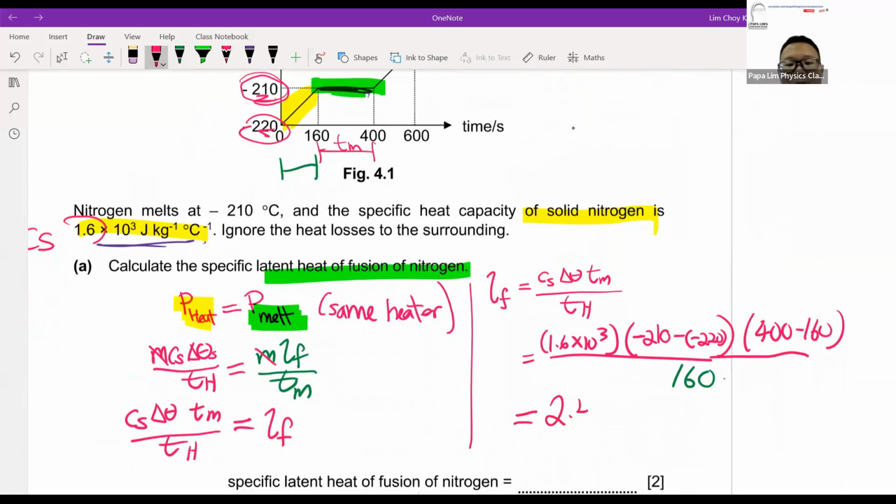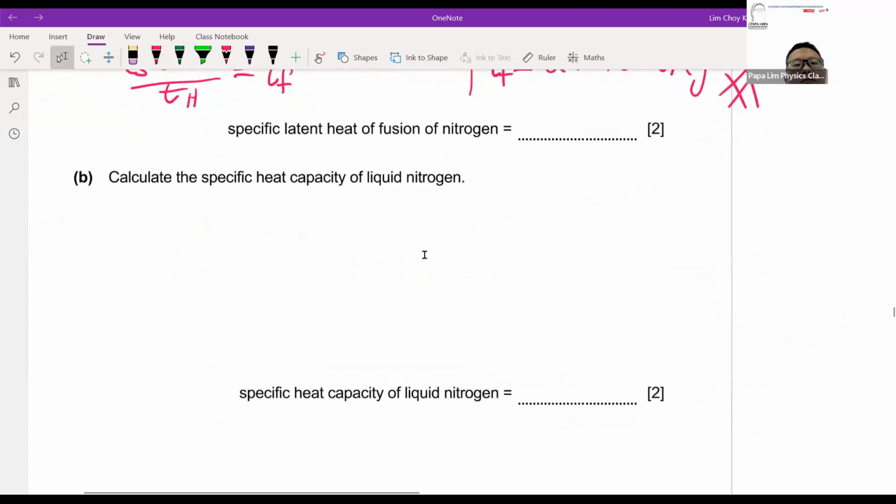Once you have all the numbers, you punch your calculator and you will get a nice answer. It will be 2.4 times 10 to the power of 4 joules per kg. So this will be the latent heat of fusion for the nitrogen. Quite easily done. A bit tedious, but still quite manageable. Now, after that, same thing. What's the heat capacity for liquid nitrogen?